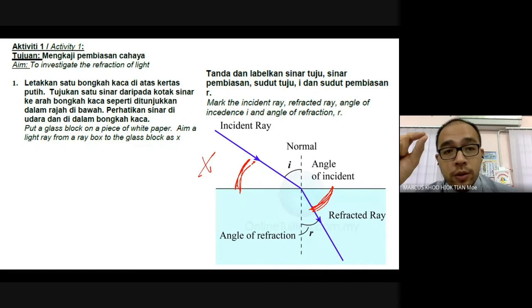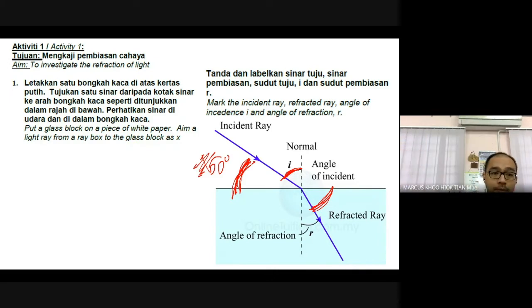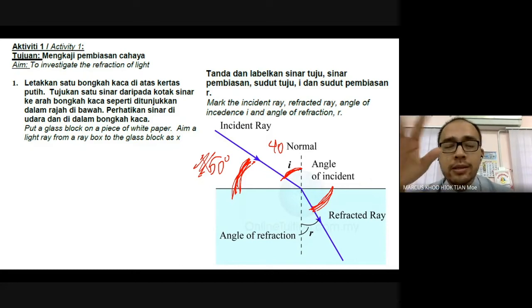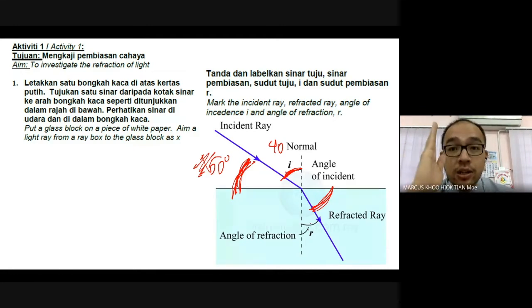But if I give you this angle, for example, let's say this is 50 degrees, can you tell me how much is the angle of I? If this is 50, how much is I? Anybody? Okay, it will be 40 degrees, because again, the normal is a 90-degree angle. So you need to know that relationship. But the incident angle and the refracted angle must be the angle that is touching the normal.